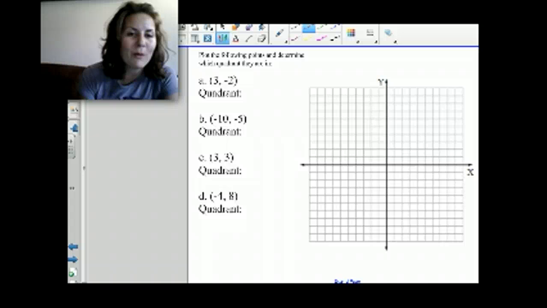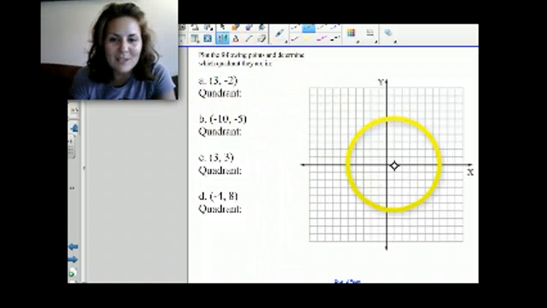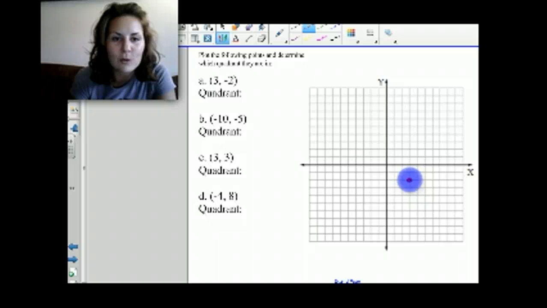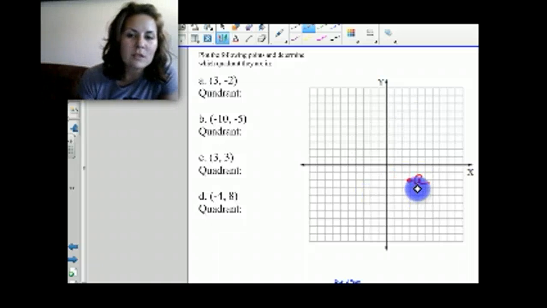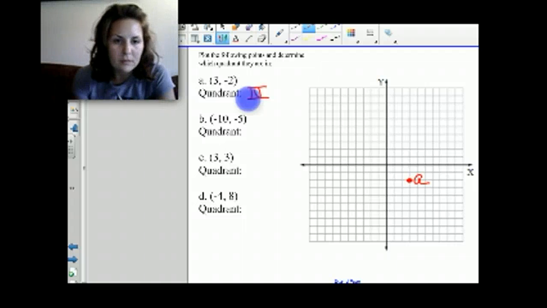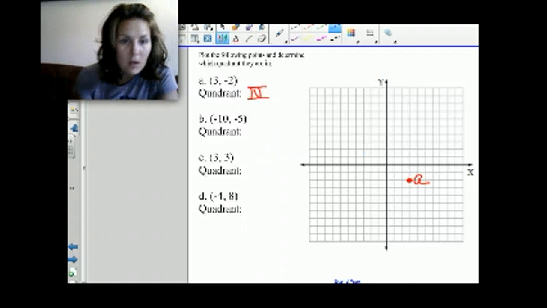Anyway, let's plot the point (3, -2). 3 is your x-coordinate, so you go 3 to the right on the x-axis. -2 is your y, so you go down 2. And that's point A. And that's in quadrant 1, 2, 3, 4. That, in Roman numerals, is IV. That's how we label them.